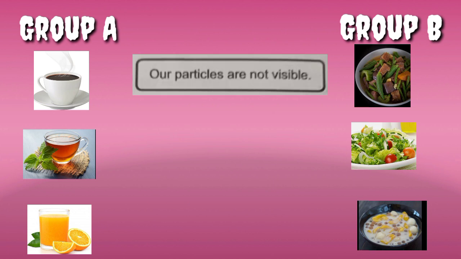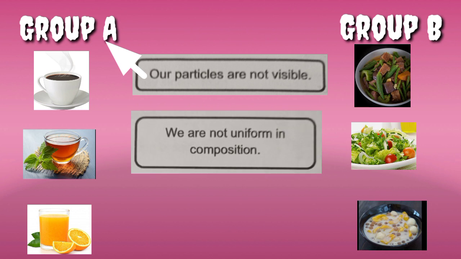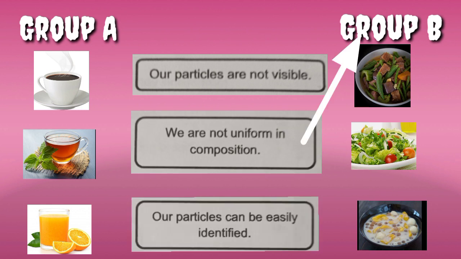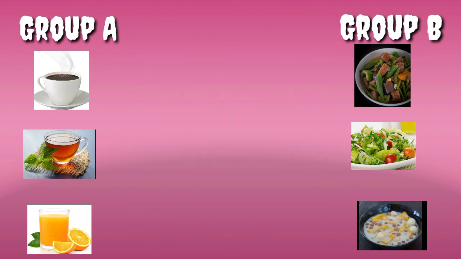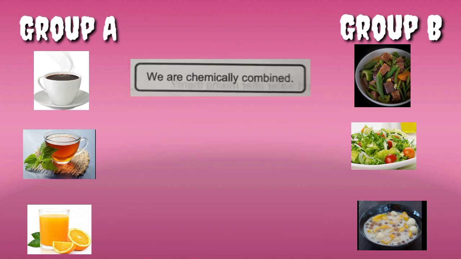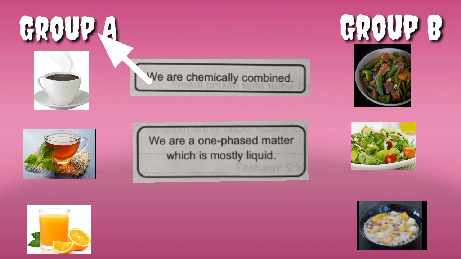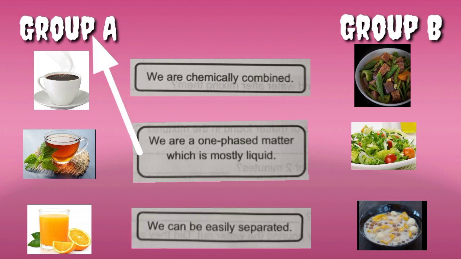First, our particles are not visible. The correct answer is Group A. We are not uniform in composition. The correct answer is Group B. Our particles can be easily identified. The correct answer is Group B. We are chemically combined. The correct answer is Group A. We are a one-phase matter which is mostly liquid. The correct answer is Group A. And last one, we can be easily separated. The correct answer is Group B.